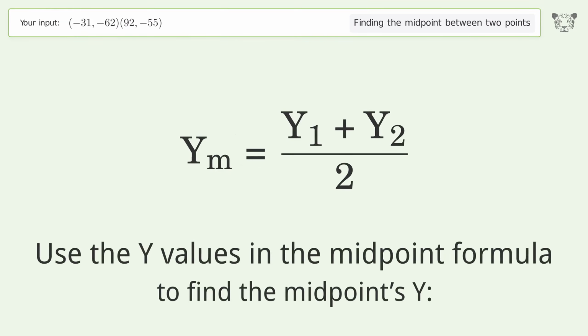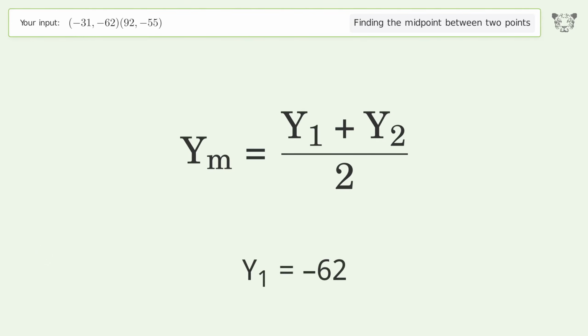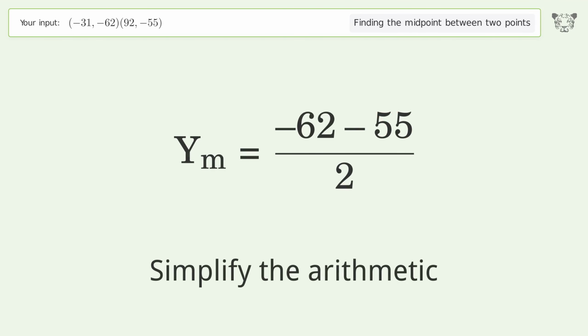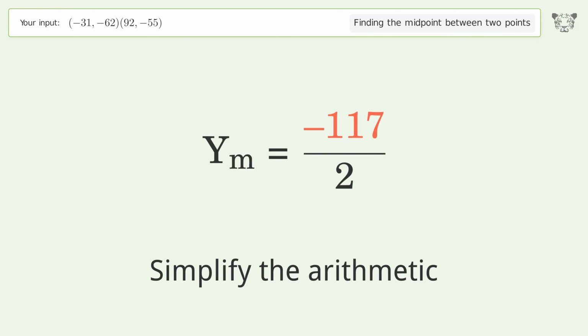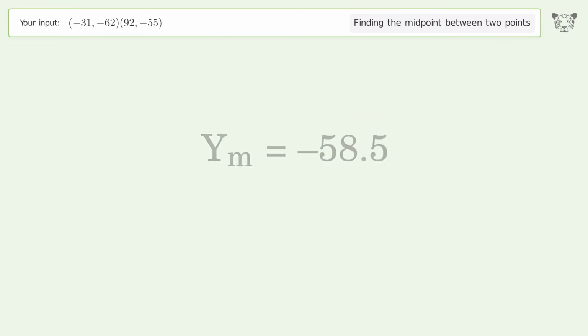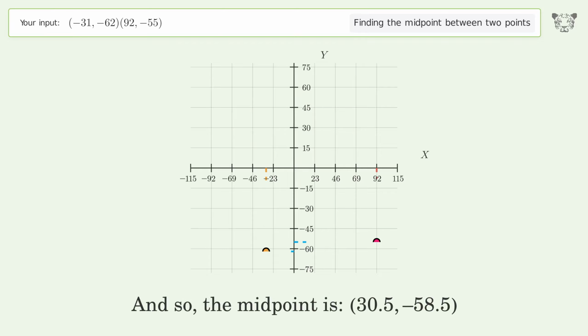Use the y values in the midpoint formula to find the midpoint's y. y1 equals negative 62. y2 equals negative 55. Simplify the arithmetic. And so, the midpoint is 30.5, negative 58.5.